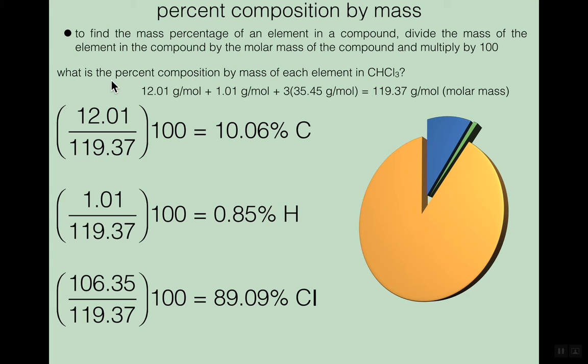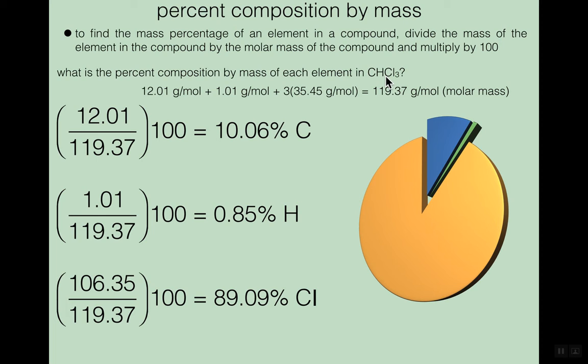So here's a problem that says, what is the percent composition by mass of each element in this particular compound, CHCl3? So what you've got to do is figure out the molar mass of this compound, which is what this math is here. This is how you calculate the molar mass, which you should already know how to do. Just look at the periodic table and add up the molar mass of all the elements in the compound, including the 3 chlorines. So this is your molar mass of this compound.